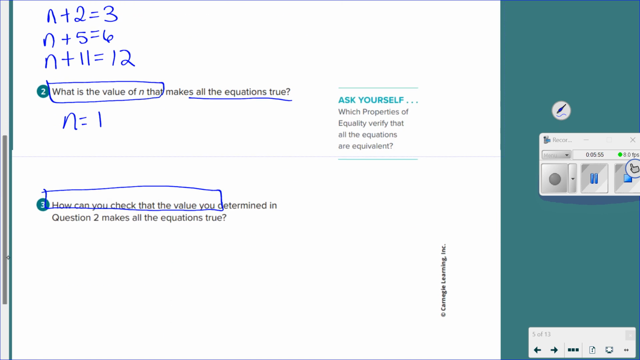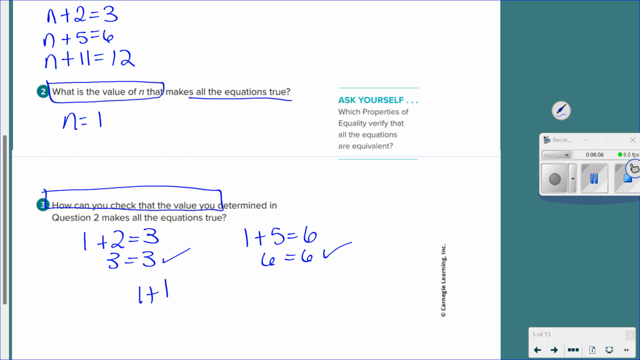Number 3 wants us to check our answers. So 1 plus 2, does that equal 3? Yes. 1 plus 5, does that equal 6? Yes. And 1 plus 11, does that equal 12? Then we got it correct. Any questions? All right, let's turn the page.